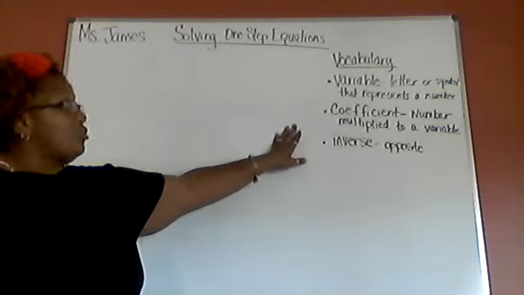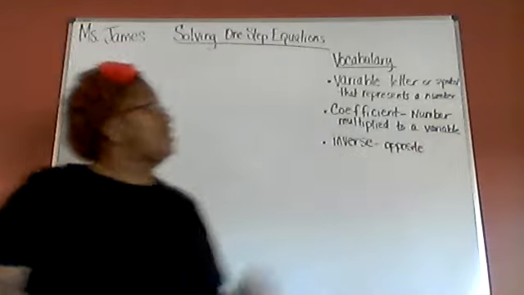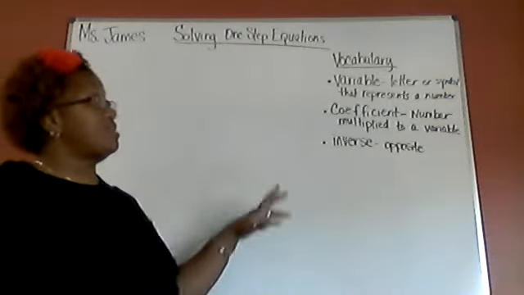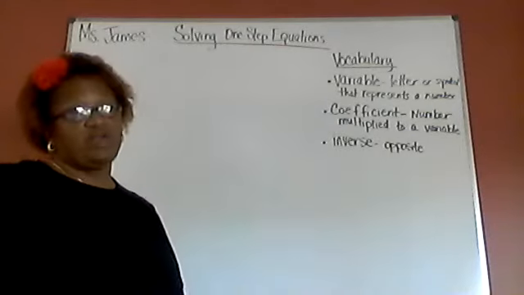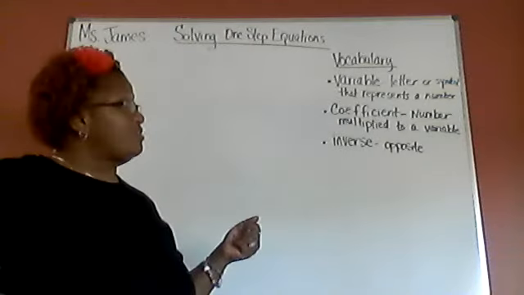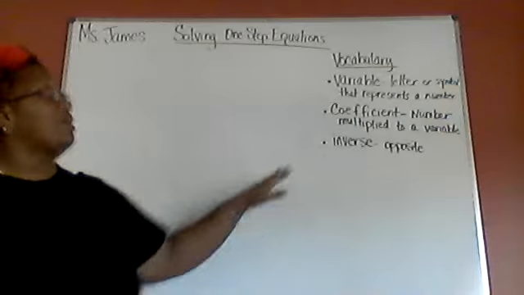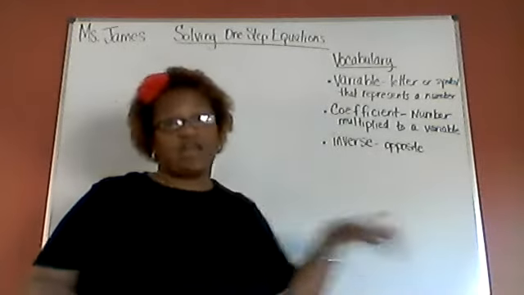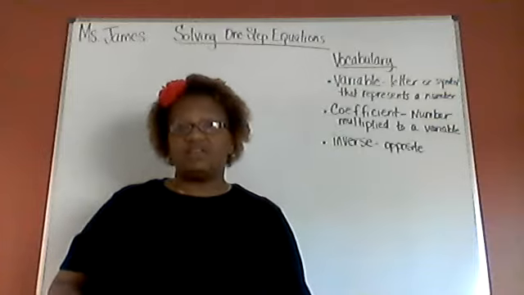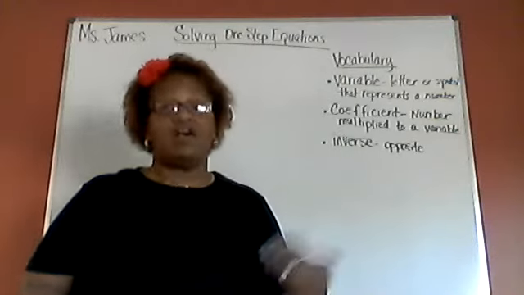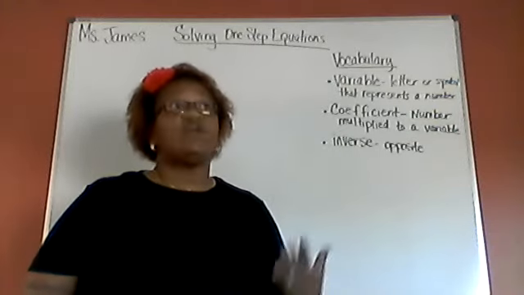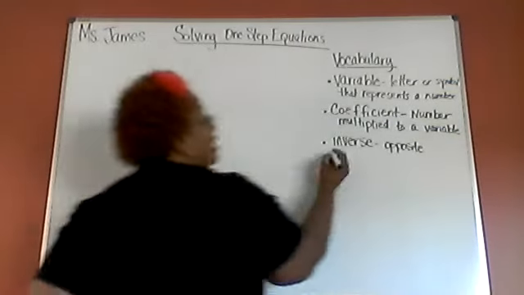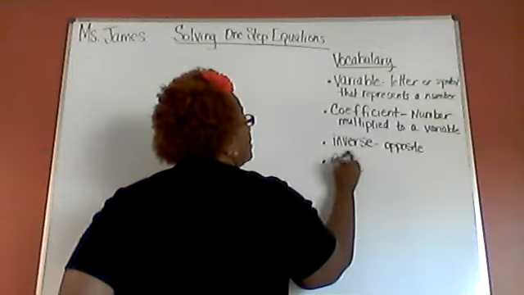The next word is coefficient. A coefficient is the number that's being multiplied to a variable. You'll see some of these in the one-step equations that we go through, and as we get to them, I'll make sure that I point them out to you. The next word is inverse, and that just means the opposite. So when we say add the inverse of the constant, or add the inverse of the coefficient, we mean the opposite.